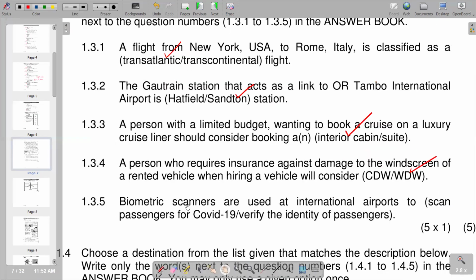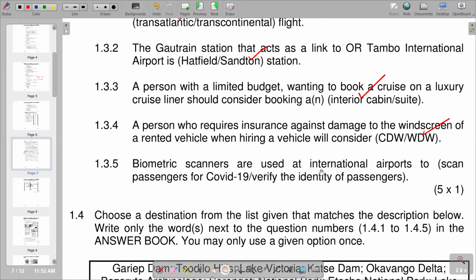We go to 1.3.5. Biometric scanners are used at international airports to... The options that we have are to scan passengers for COVID-19 or verify the identity of passengers. So you'll see that it is to verify the identity of passengers. That is the correct response.